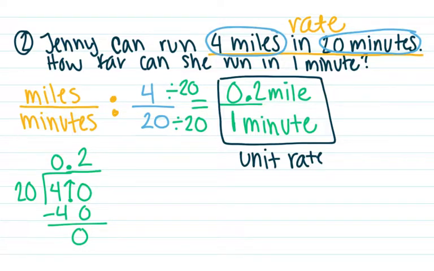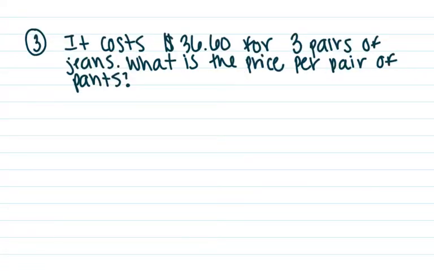Okay. So let's look at one more problem here. This one is involving money. So technically when you're working with money, it's called the unit price because mathematicians like to get fancy with their words. But we're still finding the unit rate, okay? So let's go ahead and identify our rate. It's right here. It says it costs $36.60 for 3 pairs of jeans. That right there is our rate. It's telling us how much it is for a certain amount.